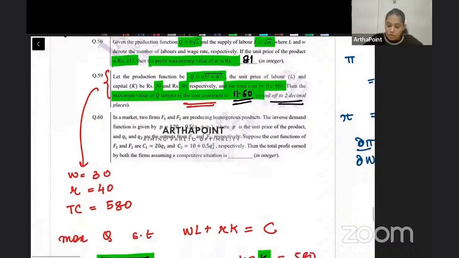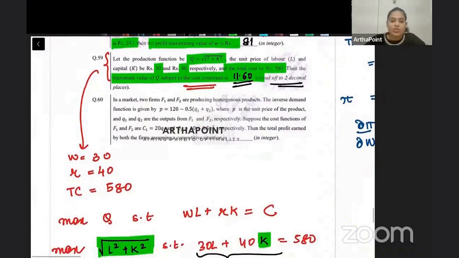Right. Okay. Now come to the next question. In a market, for firm 1 and 2, the inverse demand function is given to you, costs are given to you, then the total profit earned by both firms assuming a competitive situation. So these firms are competing with each other, but they're asking about the total profit.